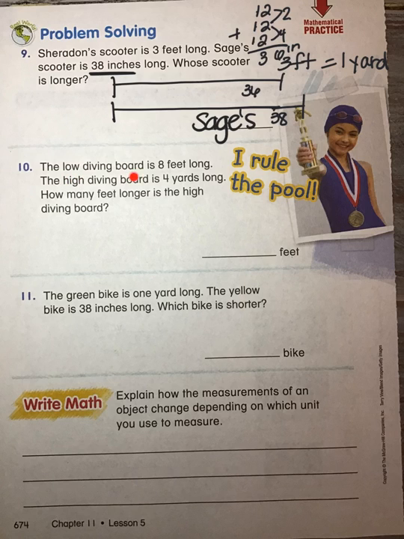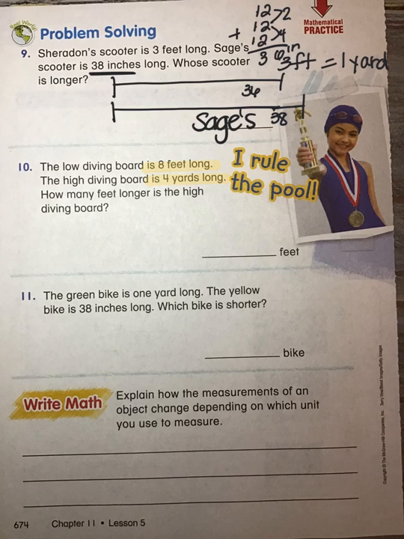The low diving board is 8 feet long. The high diving board is 4 yards long. How many feet longer is the high diving board? Okay, so for this one, I'm going to highlight what we know because I'm going to separate some of this information. So we know that the low diving board is 8 feet long. The high diving board is 4 yards long.